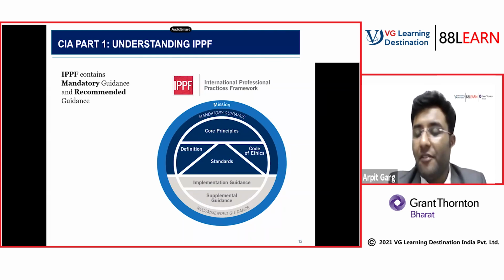So folks, IPPF is basically the International Professional Practice Framework. It has 2 elements to it. It has 2 important guidance notes. One is mandatory guidance and the other is recommended guidance. Can we all say that together? What does it contain? What are the 2 types of guidance it has? Please unmute yourself, folks.